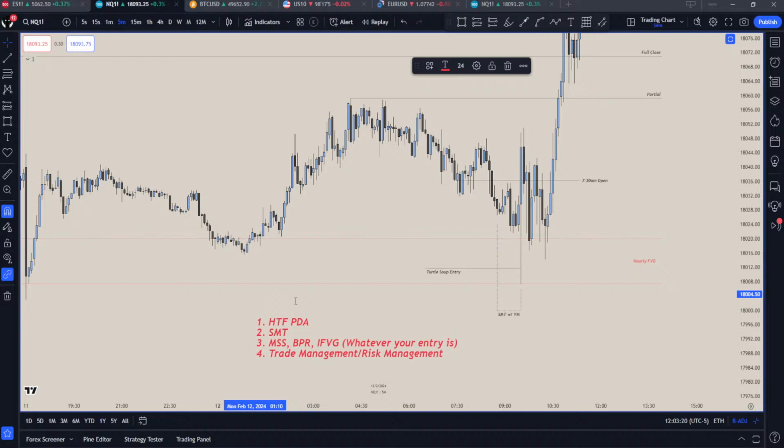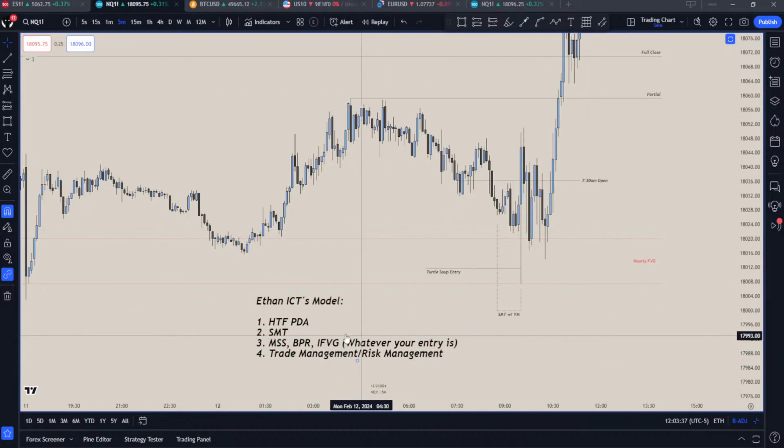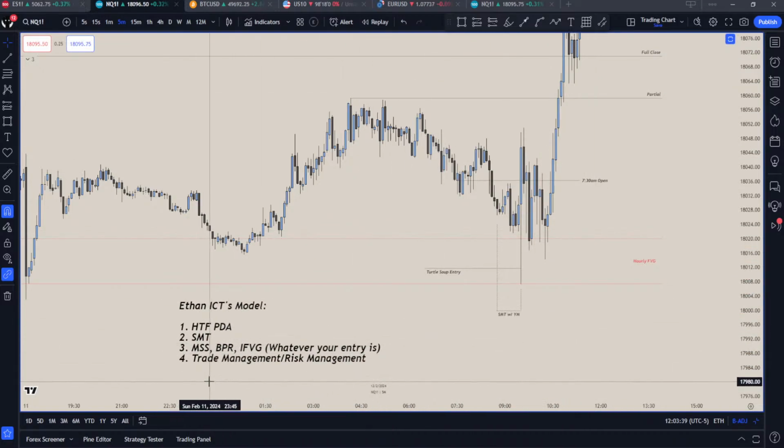Just another thing, in respect to Trader Day, because he teaches me. But if you go down to the 15-second, I'm sure you'll find some sort of entry, and I'll show you guys that in a little bit right here. Right, so I'll make a video on this, highlighting everything I look at. But this is essentially all I'm looking for to get a trade in. I need a higher time frame PD array, SMT divergence, a market structure shift, balanced price range, inversion, fair value gap, or even a turtle soup entry, right?